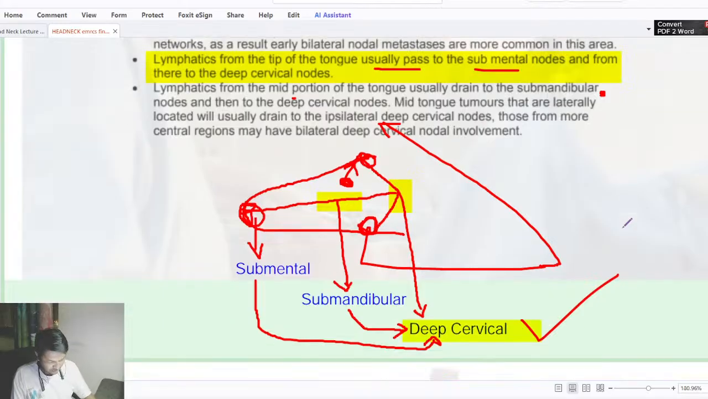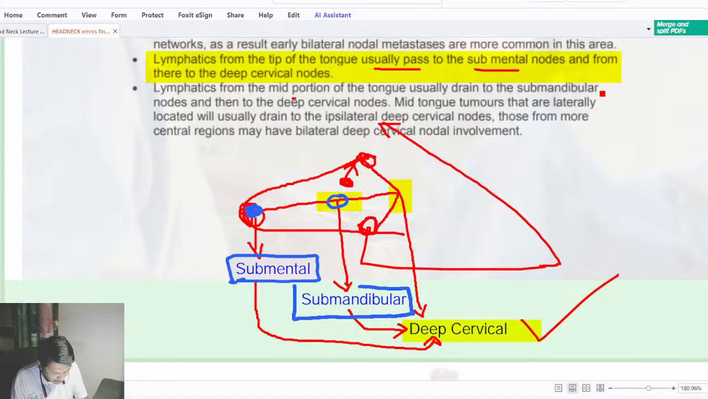See here, I try to remember it with this picture. From the tip of the tongue, it goes to submental. Then submental drains into deep cervical. Then from the center of the tongue, it goes to submandibular. Then from submandibular, it goes to deep cervical. And the lateral, posterior, lateral, and the root of the tongue, it directly comes to the deep cervical.